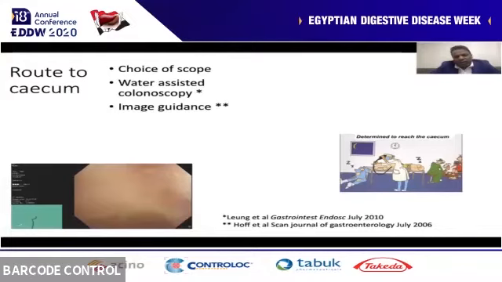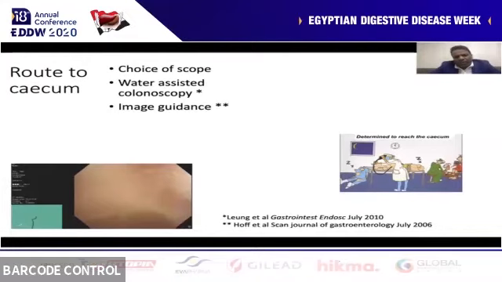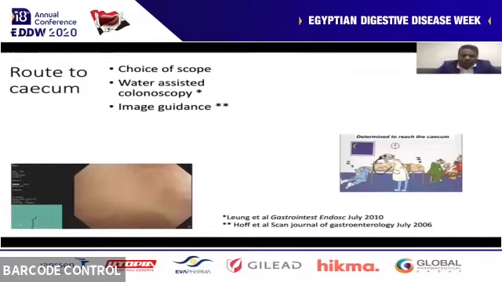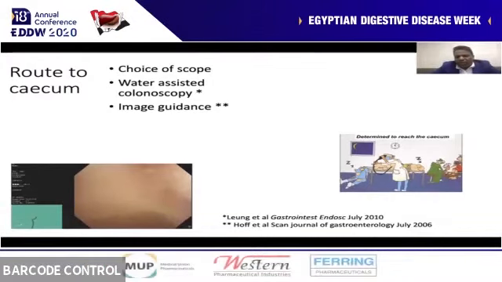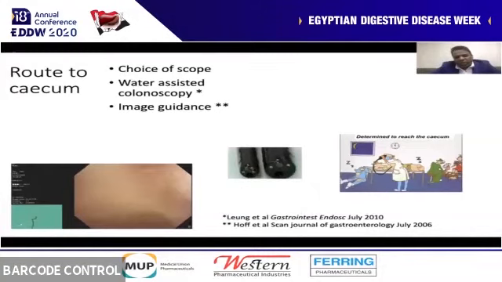So you can also improve the technique to reach the cecum by using the right scope. You may want to use the right scope in particular cases, particularly if someone is known to have a difficult colon to get around, such as when they have diverticulosis or a difficult bendy colon. You may want to use a pediatric scope or an ultra-thin scope.